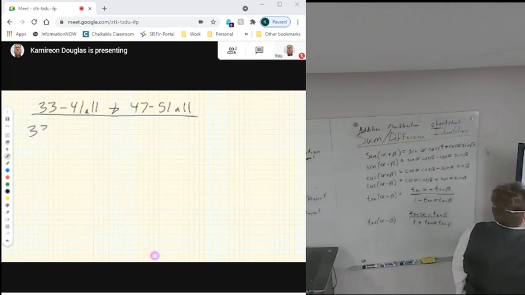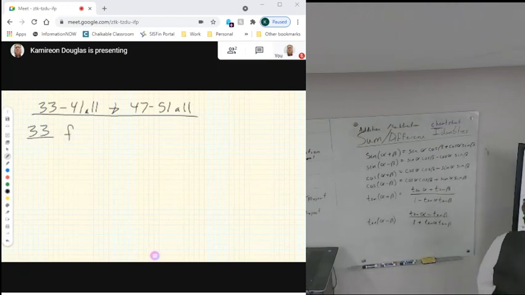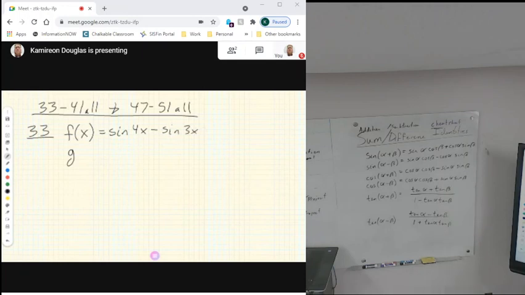Just f of x. f of x equals sine 4x minus sine 3x times cosine of x, comma, g of x. Hold on. Times cosine of what?